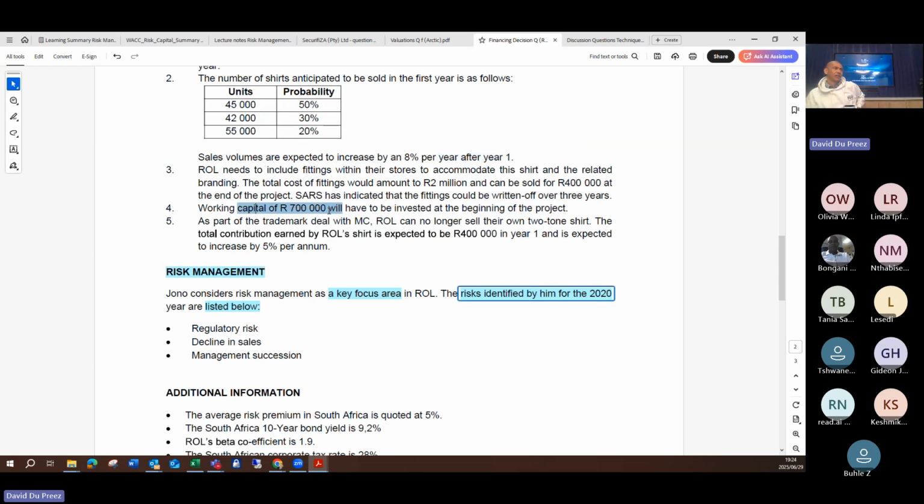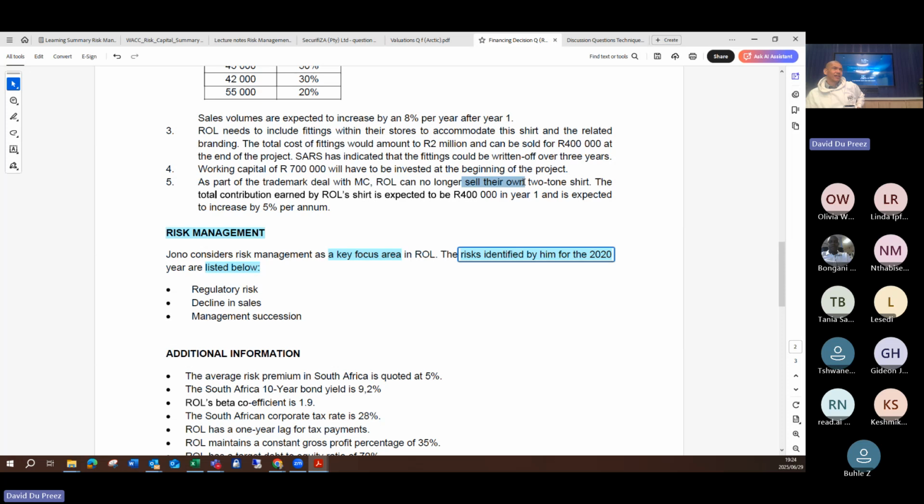They tell you the working capital at the beginning of the project, and the related branding, total cost of fittings. There's a 2 million outlay. There's your recoupment at the end, 400,000. And then there is your wear and tear allowance on that. They can no longer sell as part of the trademark deal, they can no longer sell their own t-shirt. The total contribution earned, you see there's the loss of this contribution. And then you can work this as the opportunity cost as a result of this, because it's relevant to this calculation, relevant to this investment, and that's essentially what you'll do.